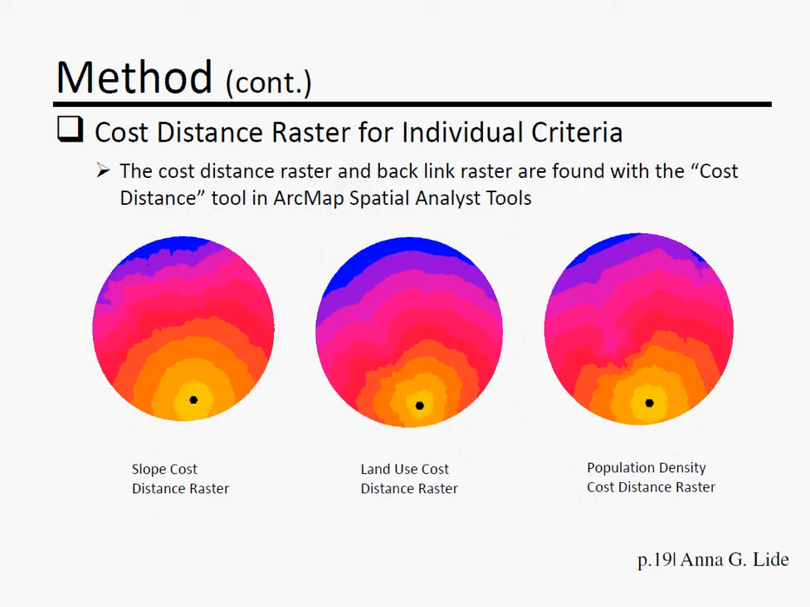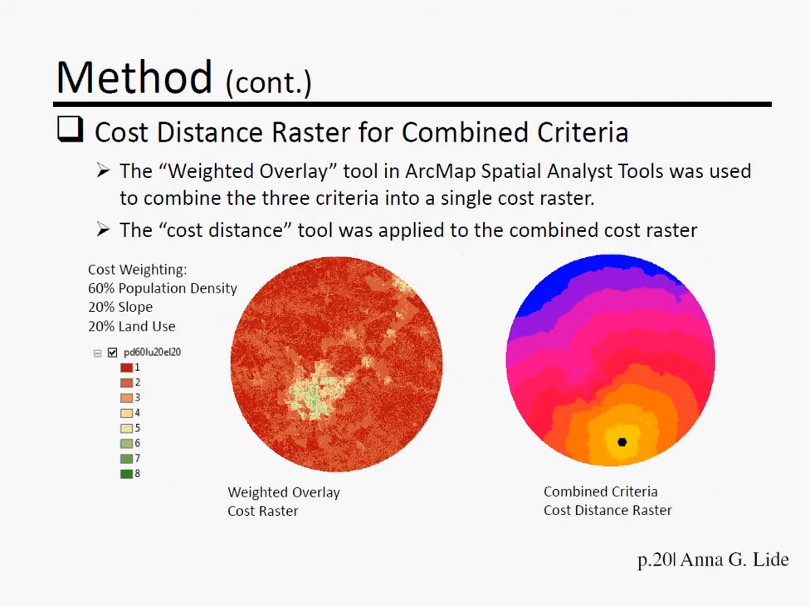The cost distance tool was used with the selected destination point for the pipeline route. A cost distance raster was found for each of the 3 separate criteria. The 3 criteria were combined into one cost raster using the weighted overlay tool. The overlay tool allowed for weighting of the input cost rasters.